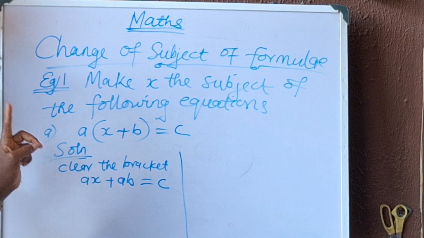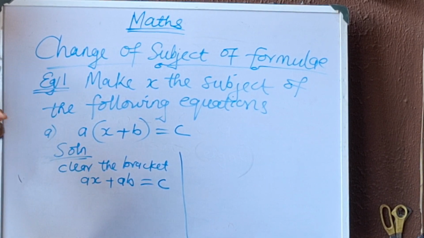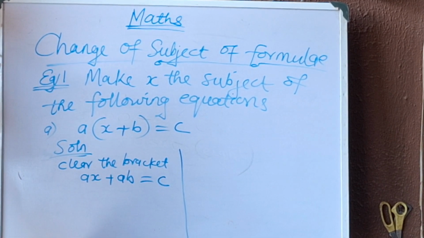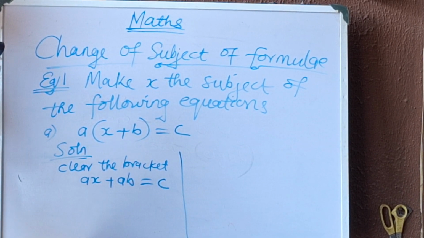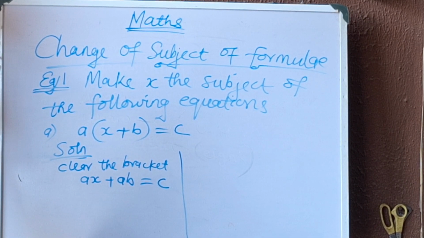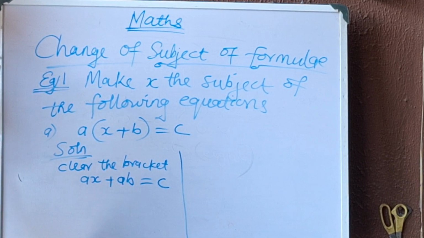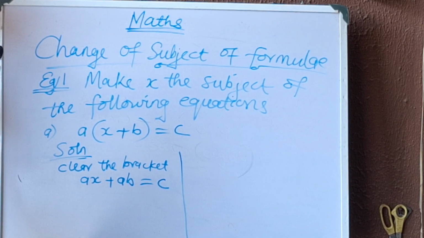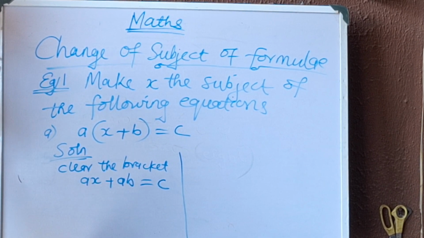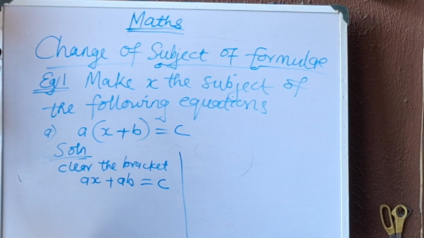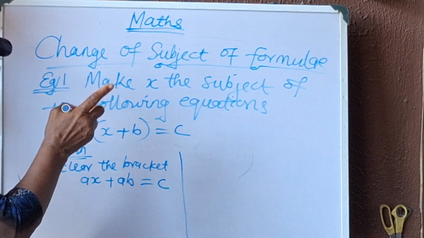When tackling this problem, first of all, you begin by clearing fractions, brackets and root signs. Then rearrange the formula so that all the terms that contain the new subject are on one side of the equal sign and the rest are on the other side. If more than one term contains the subject, take it outside the bracket. Then divide both sides by the bracket. Then simplify as far as possible. That's what we are doing now.